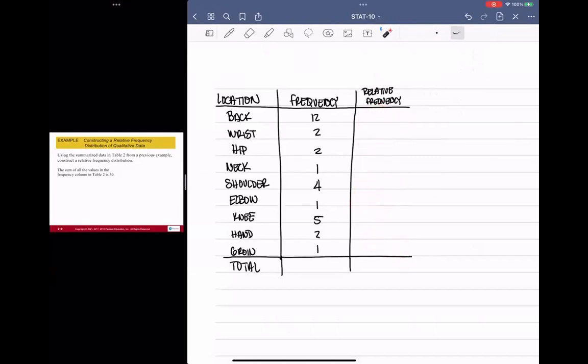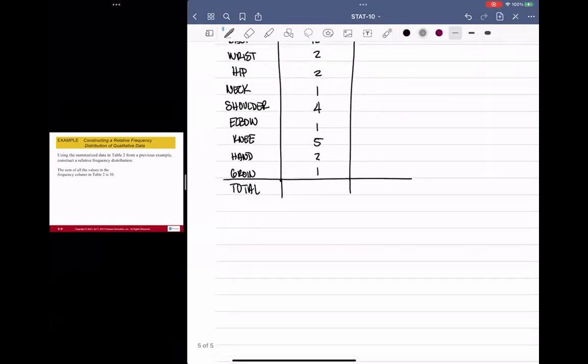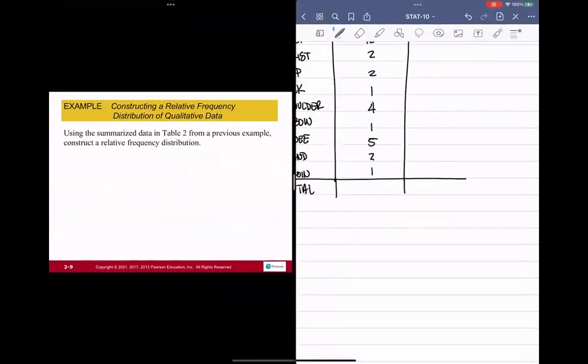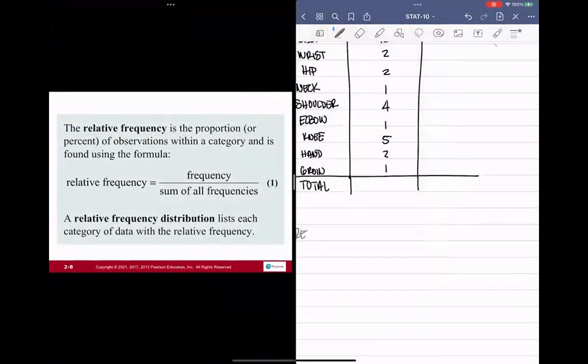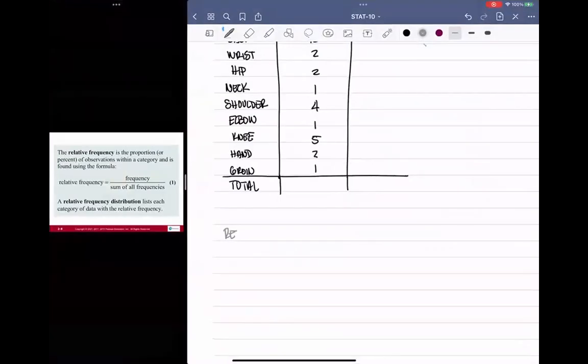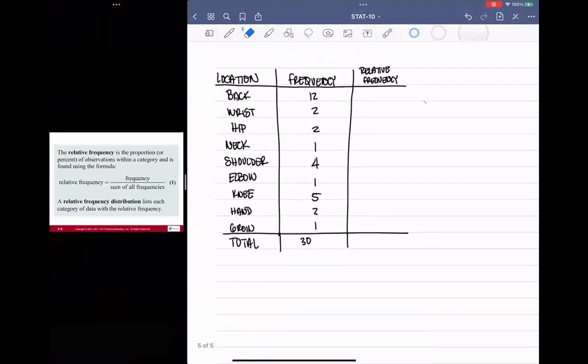Okay, so what we talked about earlier was the relative frequency, let's just go back to the slide. So relative frequency was the frequency divided by the sum of all frequencies. So remember when we added all of these values up, what we ended up with was 30. So all of these are going to be divided by 30. And we're just looking at the proportion of each of these locations relative to the rest of them. So basically, where do they rank?